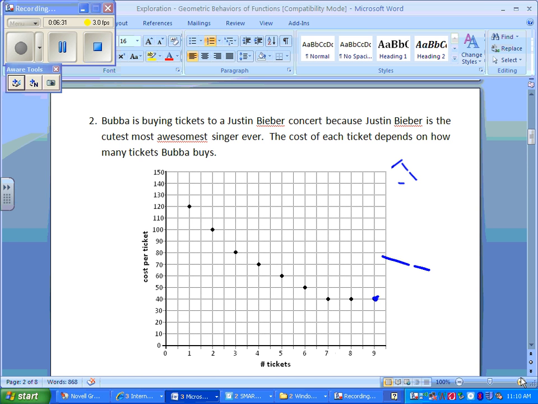So what I want you to answer this question, write only ordered pairs. This ordered pair here is 1 and 120. This ordered pair is 2 and 100. Right next to the point. 1 comma 120, 2 comma 100. Write them all in there. So write that down.